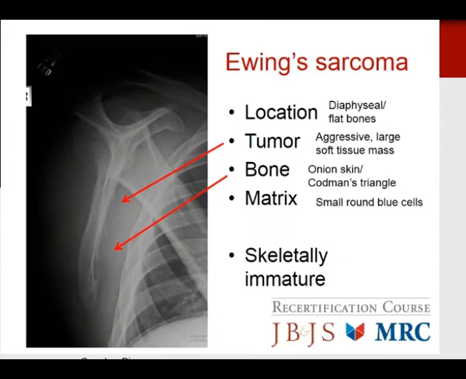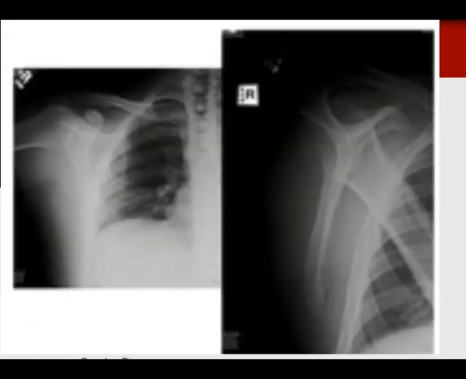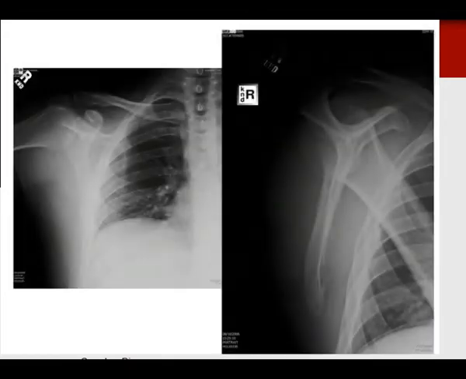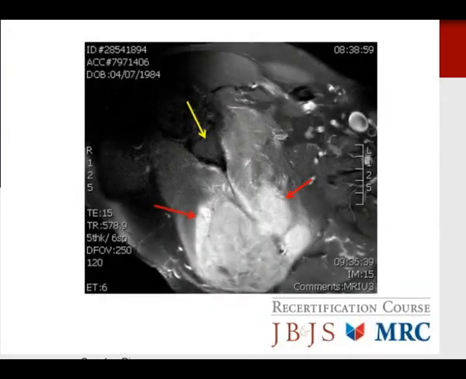Again, Ewing sarcoma occurs in younger patients. These patients are skeletally immature. Here's an example of the same scapula I was just showing you. The lesion on the left is an AP view of the scapula. The image on the right is a lateral view of the scapula. If you look close to the chest wall, you can see a very small amount of reaction along the inner aspect of the scapula. But when we look at the MRI scan, this is a huge soft tissue mass and a lot bigger than you would expect on the plain imaging. Again, that big soft tissue mass that a Ewing sarcoma will form. The yellow arrow is on the glenoid, and you can follow the scapula down from this. The red arrows are on the huge soft tissue mass.